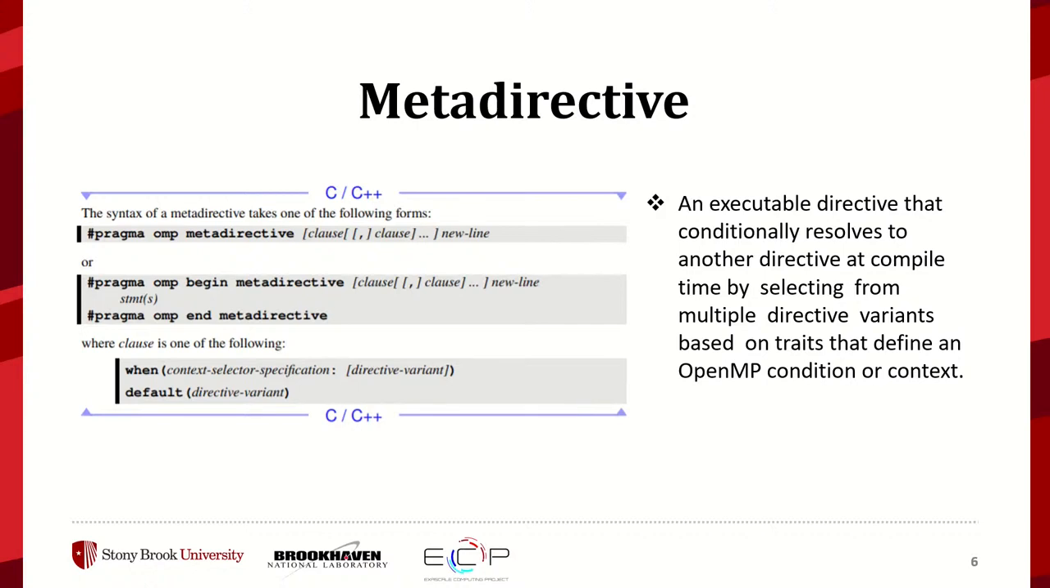In the when clause, the context selector specification specifies a context selector. In both the when and default clauses, the directive variant specifies an OpenMP directive with clauses that apply to it. A metadirective, by definition, is a directive that acts as though it is either ignored or substituted by the directive variant specified in one of the when or default clauses appearing on the metadirective. Whether a particular directive is selected or not depends upon the context selector as specified in the when clause.